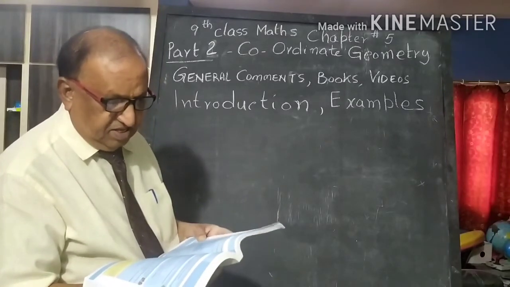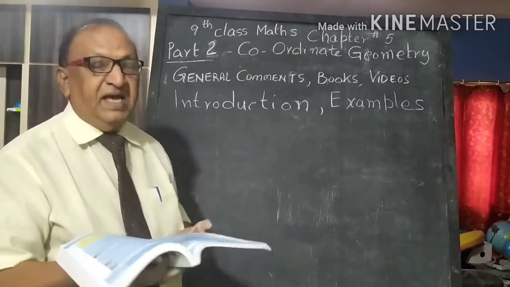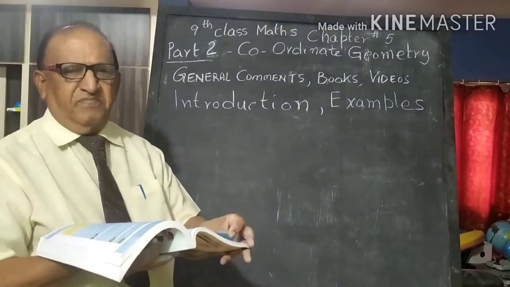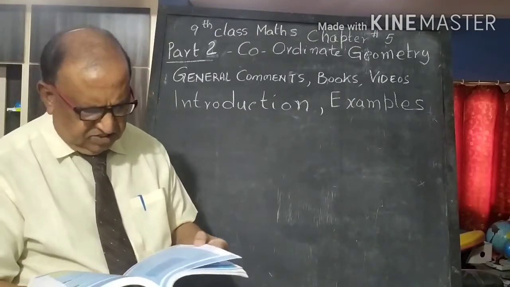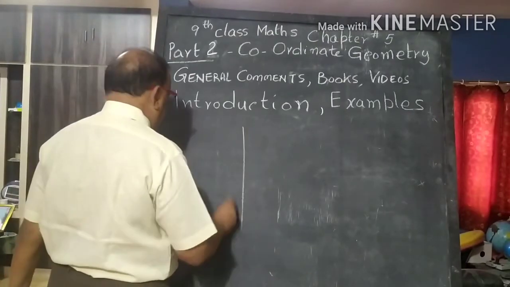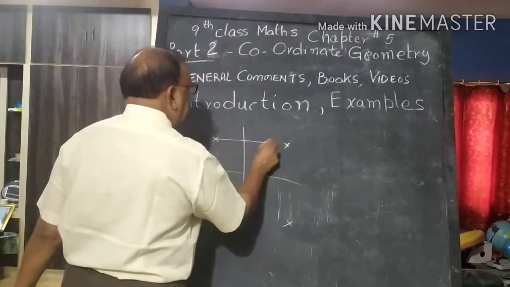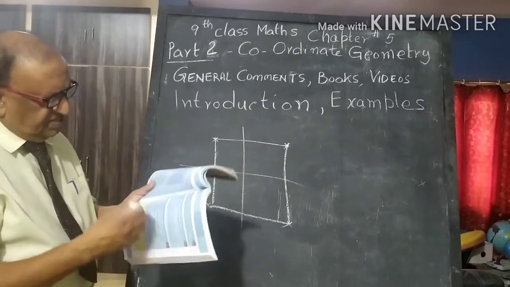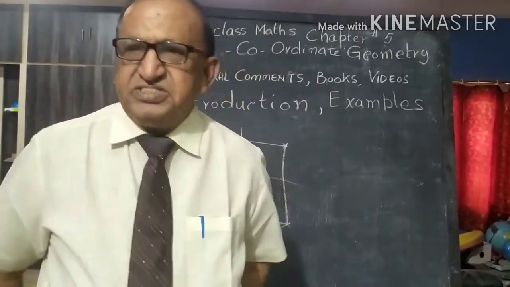So here in this exercise, he asked you to plot the points, and then join the adjacent points. You have to join all the points in order and find out what shape you get. All you have to do is mark the points. Suppose you have a point here, a point here, a point here, another point here. If you join them, you may get a square or a rectangle or different shapes. You can see the different shapes here. So all you have to do is plot the points and then join them by straight lines in order.